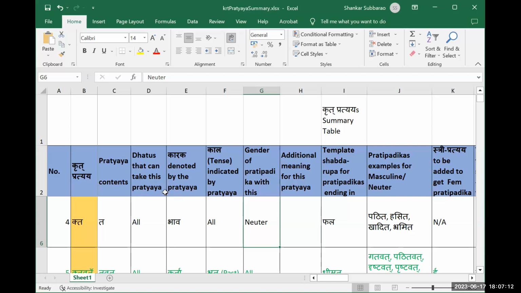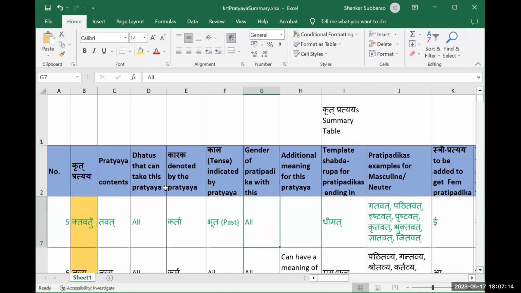All right. Then the next Pratyaya, ktavatu, is added in what sense? Is added in the sense of karta. Again, only in the past tense. And the words we get are gatavat, pathitavat, drishtavat, prishtavat, etc. And they will decline like imatu.